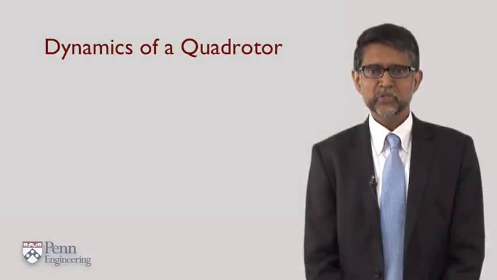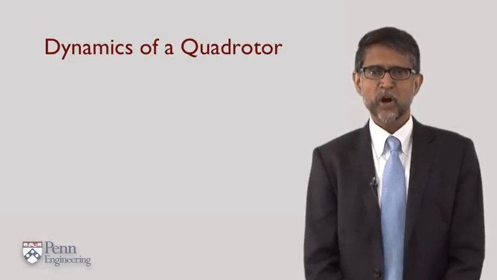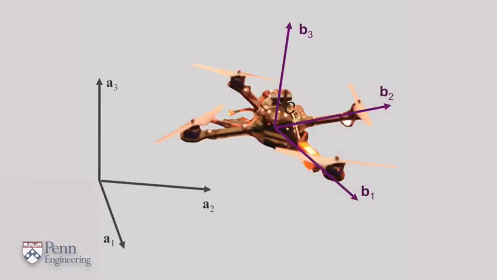Now that we have looked at positions and velocities, it's time to study the dynamics of a quadrotor. Once again, let's remind ourselves that we have two coordinate systems, one attached to the moving robot, and the other the inertial coordinate system. B1, B2, B3 constitute the set of unit vectors that describe the body fixed coordinate system, and likewise A1, A2, A3 describe the coordinate system that's fixed to the inertial frame.